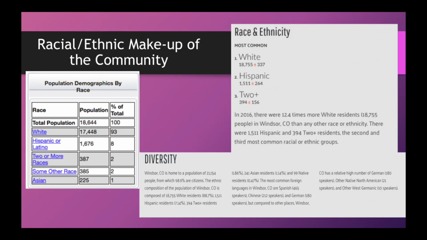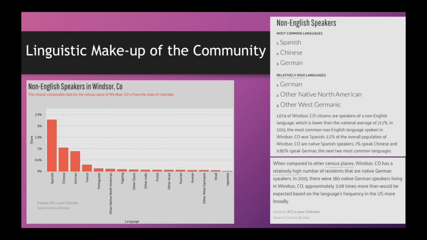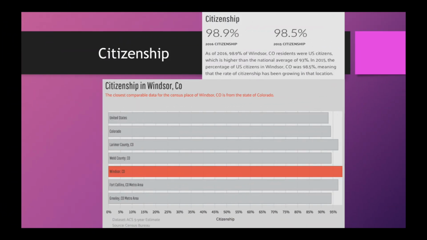Here's some more data from the U.S. Census about the racial and ethnic makeup of Windsor. This is data from the U.S. Census about the languages spoken in Windsor. The most common language spoken after English is Spanish. The next 2 most common languages are Chinese and German. This is data from the U.S. Census about citizenship in Windsor, Colorado. In 2016, 98.9% of the Windsor residents were U.S. citizens, which is higher than the national average of 93%.